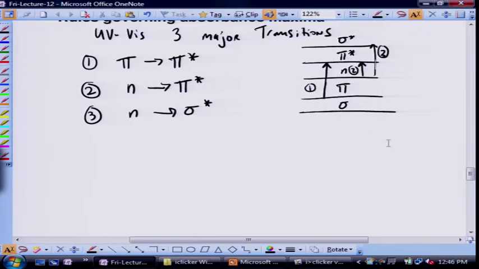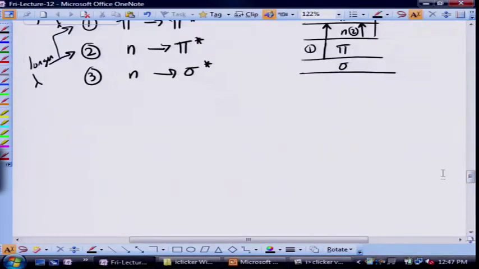And the question I ask is, is non-bonding to pi star or pi to pi star going to be a longer wavelength? Which one is going to have longer wavelengths inherently? The longer wavelengths are going to occur with the lower energy, so non-bonding to pi star would have longer lambda, and pi to pi star will have shorter lambda, higher in energy. So you always want to look at the band gap to determine the energy.